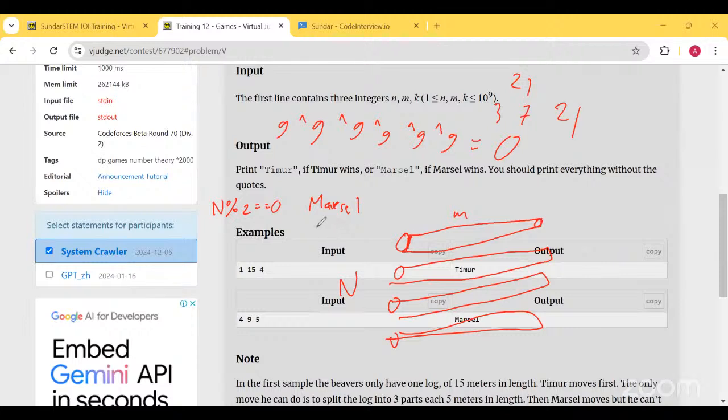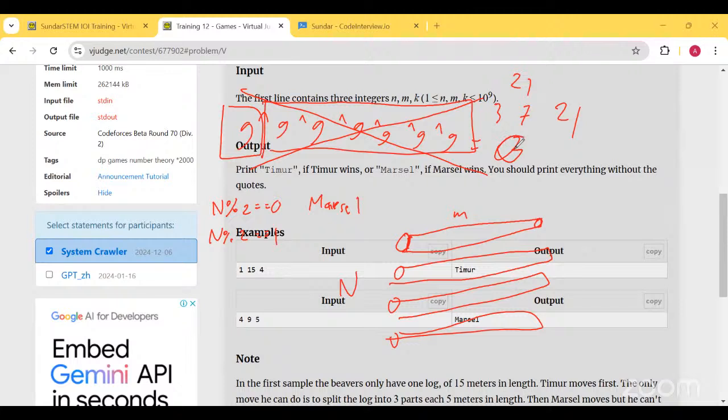All right. And what if N is odd? Then the result is equal to just the Grundy number, is it correct? So just check whether the Grundy number is 0 or not. If 0, then again Marcel wins the game. If positive, then Timur wins the game.